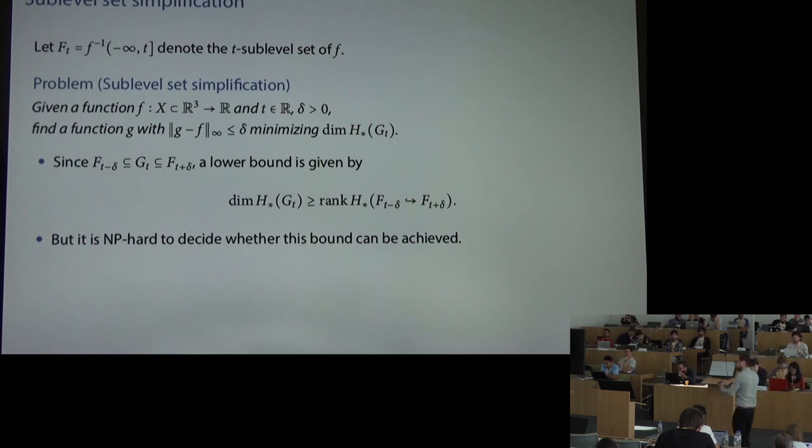Because I have a simple lower bound that I can calculate just using linear algebra. I just have to compute the rank of some linear map. But it's NP-hard to decide whether I can achieve this lower bound. So that's kind of bad news in a sense. But at least this tells us how quickly we run into hard problems if we actually want to do reconstruction on the geometric level.